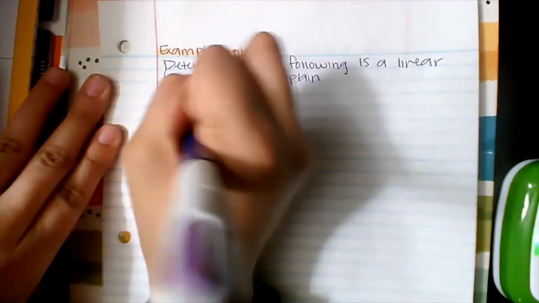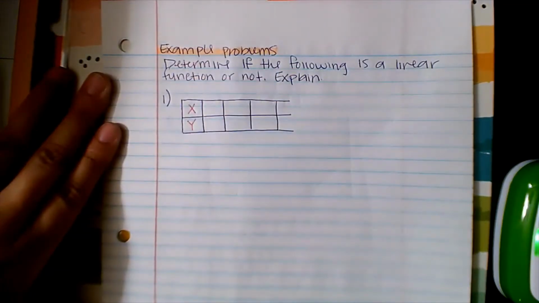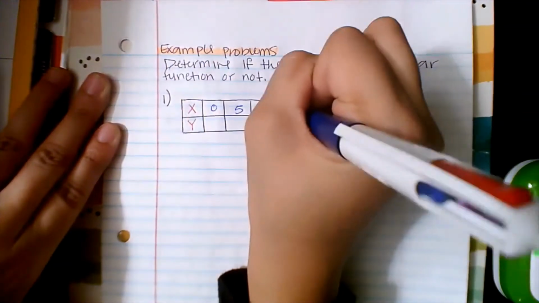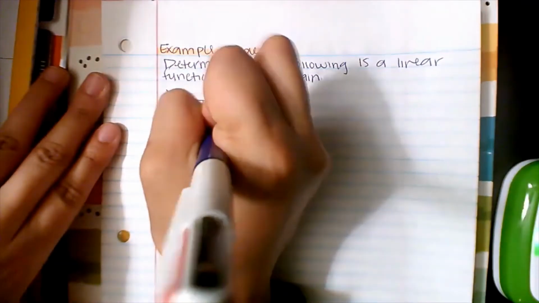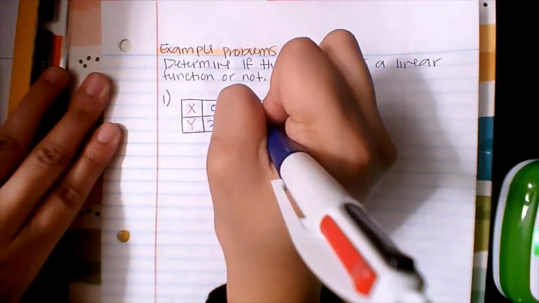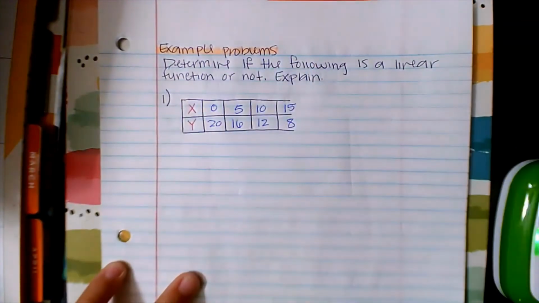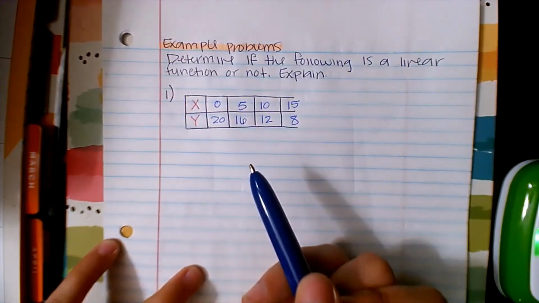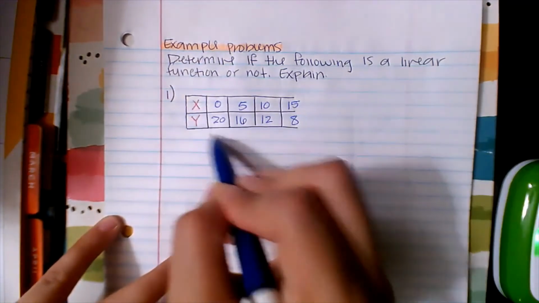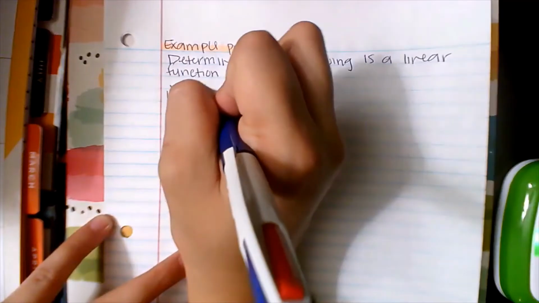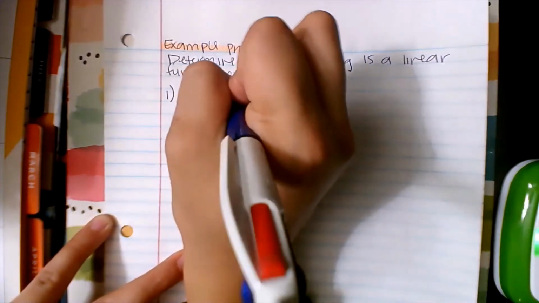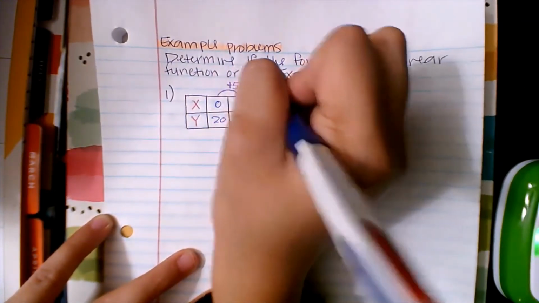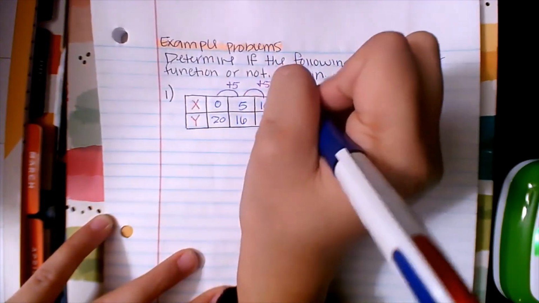All right, so we have x values and we have y values. And let's say for our x values, we have 0, 5, 10, 15. And let's say for our y values, we have 20, 16, 12, and 8. Now, if we want to figure out if this is a linear function, we have to find our rate of change. And in order to find our rate of change, we have to find the change in x and the change in y.